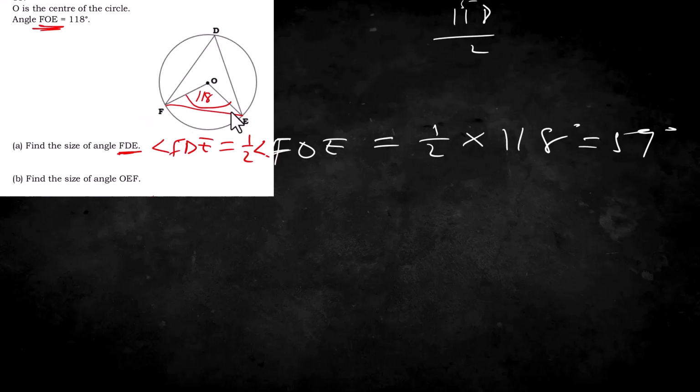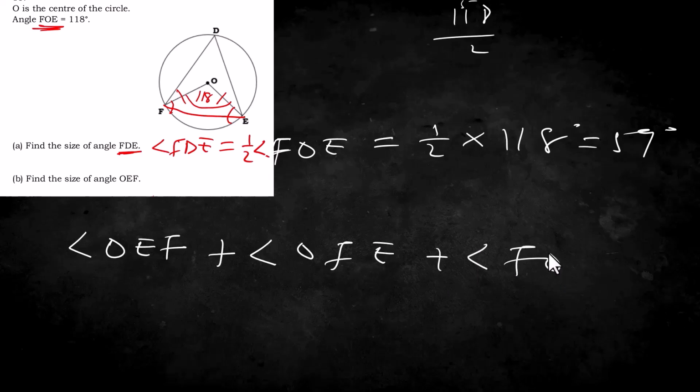We want this side. Let me draw this line well. This side is equal to this side because they are all radius. So angle OEF plus angle OFE plus angle FOE equals 180. Remember, OE and OF are the same, so let's label it as X.